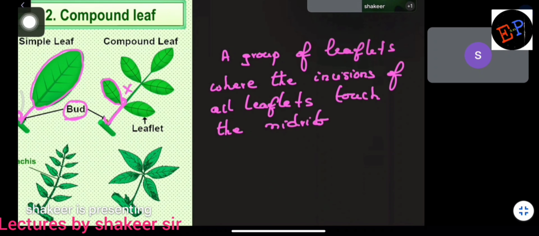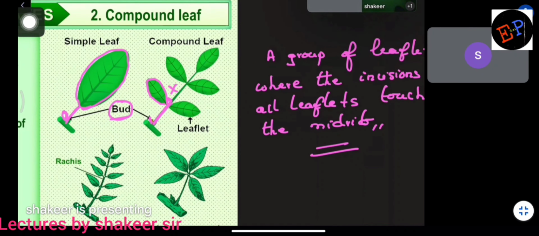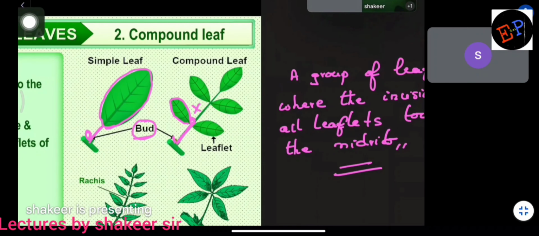Okay, so this is the definition of a compound leaf. Are you able to understand? See, what are the incisions here? For example, if you take this figure, this is the incision of a leaflet. The outermost border you can call the incision. And here this is the incision, here this is the incision. All these incisions are touching the midrib. So therefore this total leaf I can call a compound leaf, a combination of leaflets.